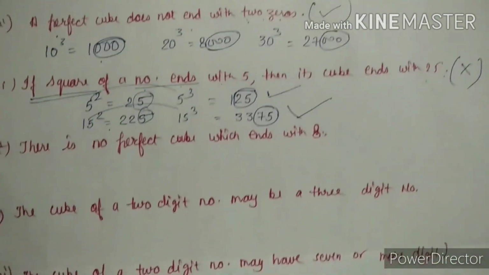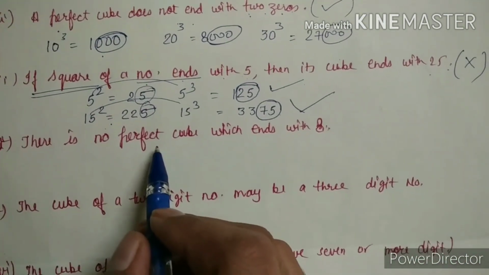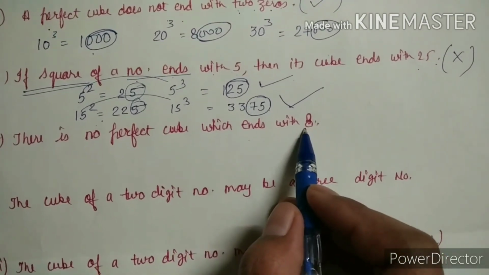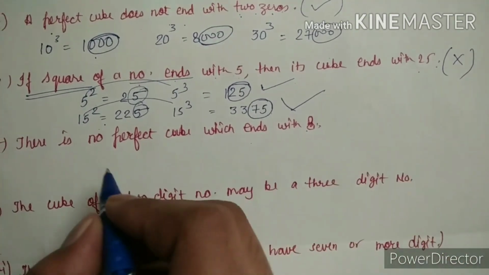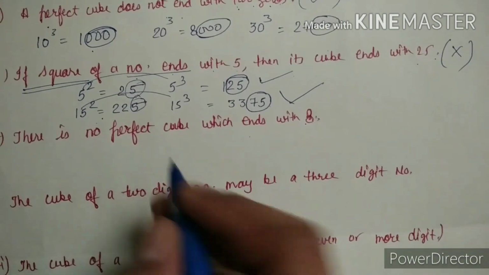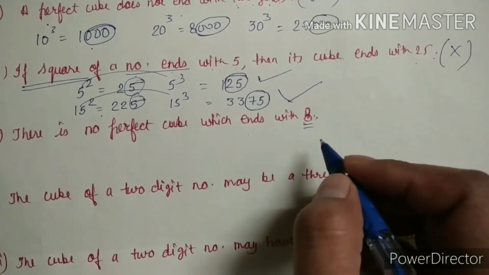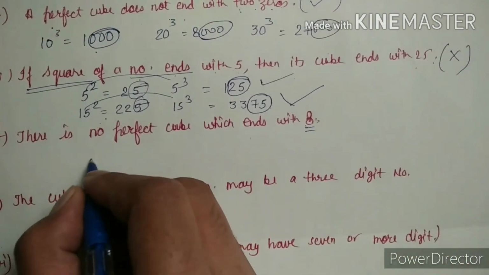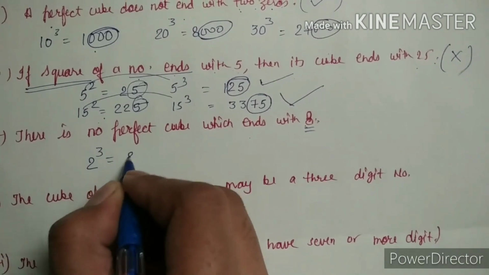Okay. Now fourth: there is no perfect cube which ends with 8. So at the end of a perfect cube we do not get 8 as an answer. So the first number that we take, 2 cube, is 8.